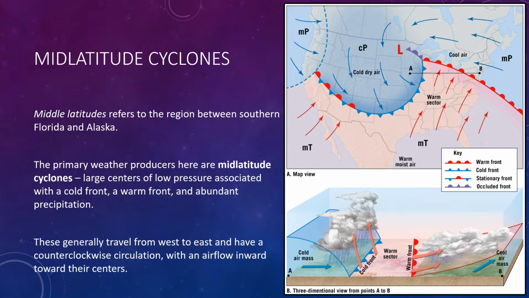The primary weather producers here are mid-latitude cyclones. On weather maps, they are shown by an L, meaning low pressure system. Mid-latitude cyclones are large centers of low pressure that generally travel from west to east. Lasting for a few days to more than a week, these weather systems have a counterclockwise circulation with an airflow inward toward their centers, as we learned about in our previous lecture. Most mid-latitude cyclones also have a cold front extending from the central area of low pressure, and frequently a warm front out front as well. Convergence and forceful lifting initiate cloud development and often cause abundant precipitation in the vicinity of the low-pressure system.